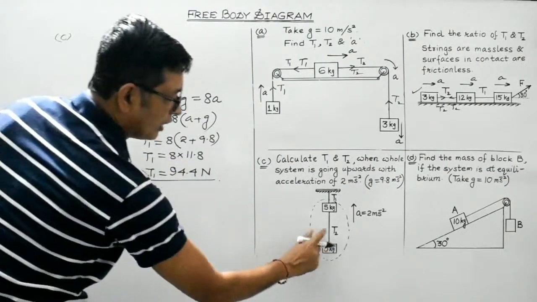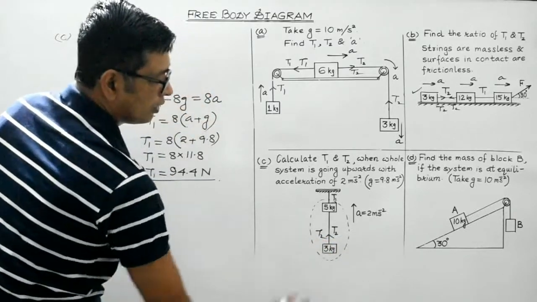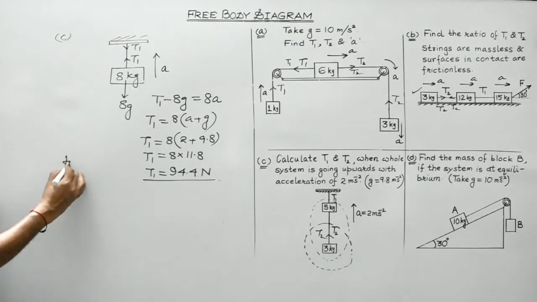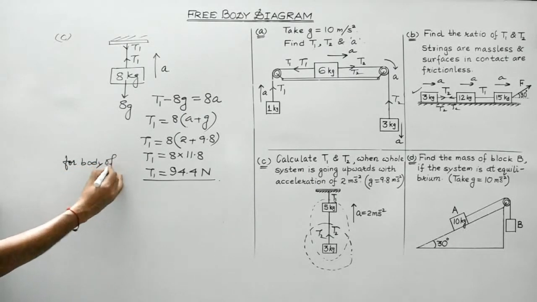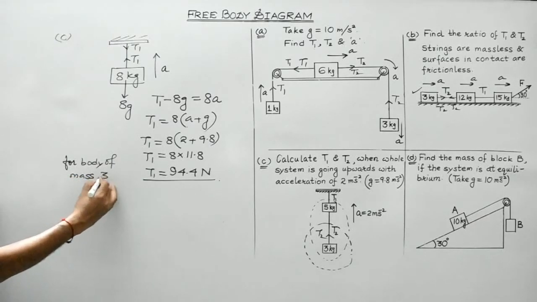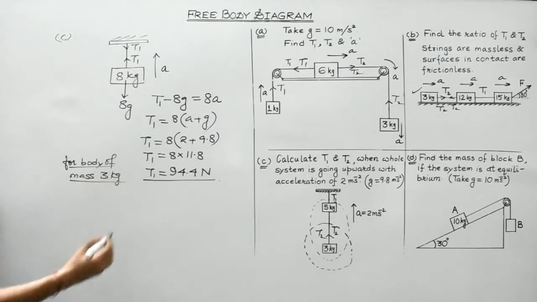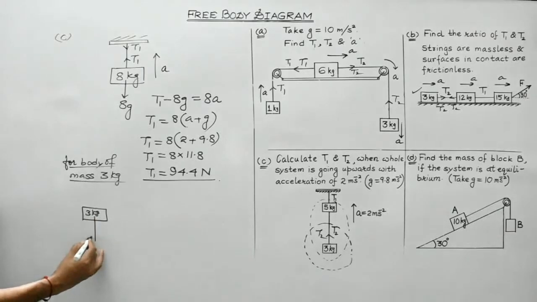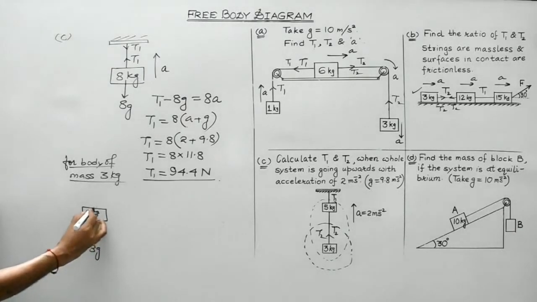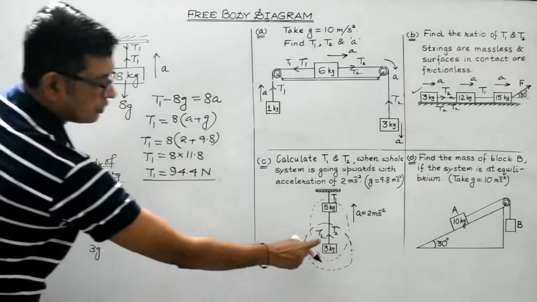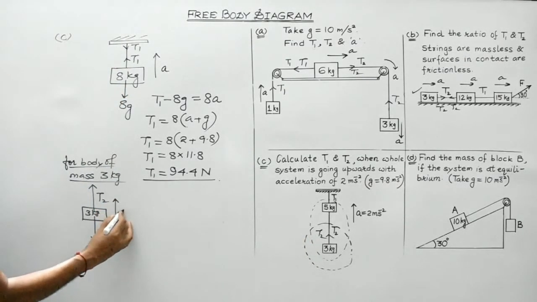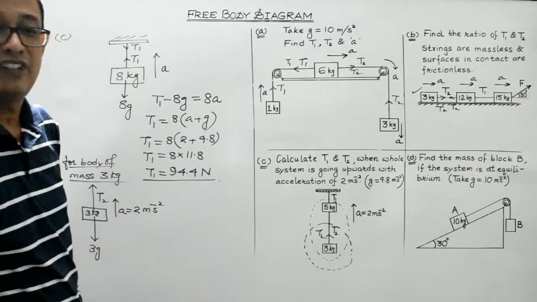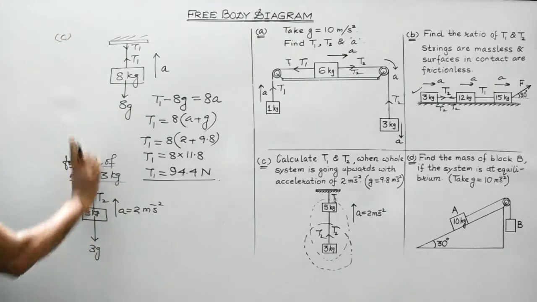Now, in order to find the value of tension T2, we will consider the body of mass 3 kg. Okay, this is 3 kg. So its weight would be 3g. Tension acting upwards is T2, and it is getting accelerated in the upward direction. A is given to be 2 meters per second square.